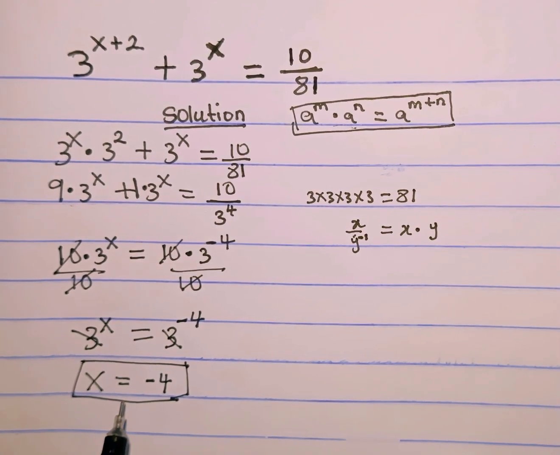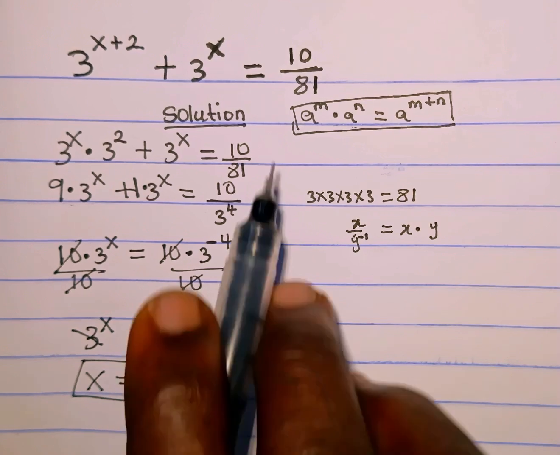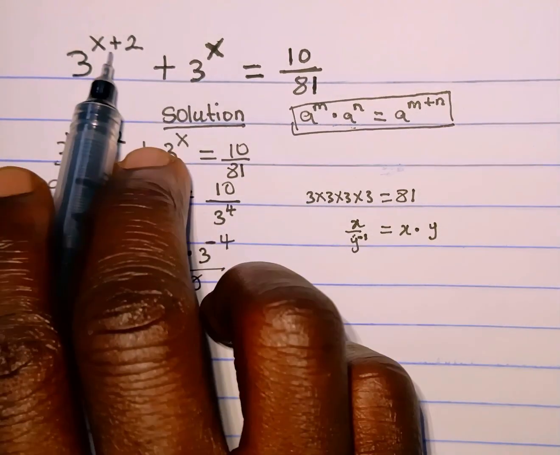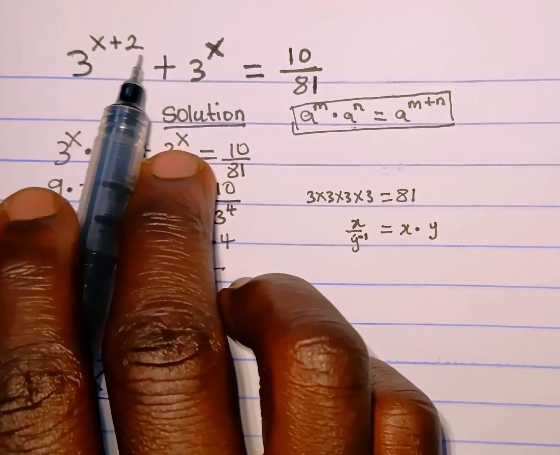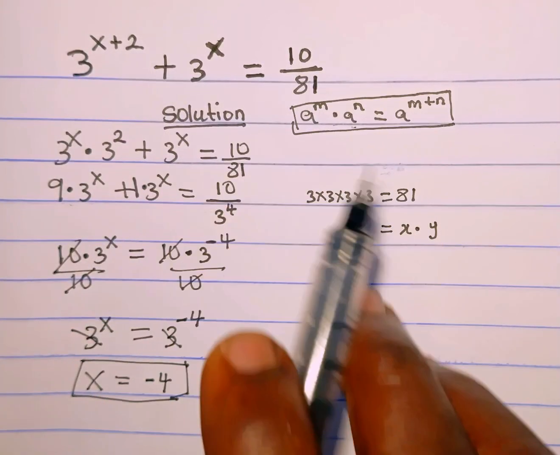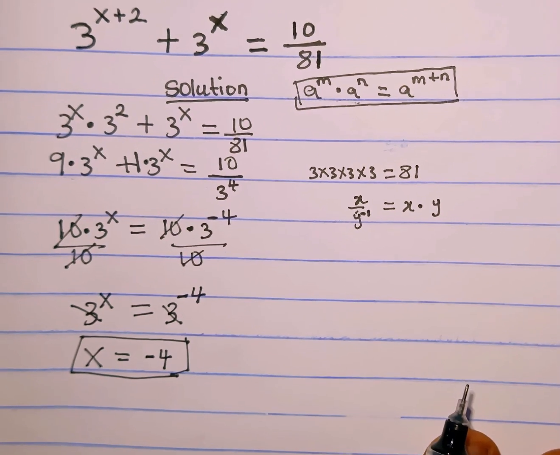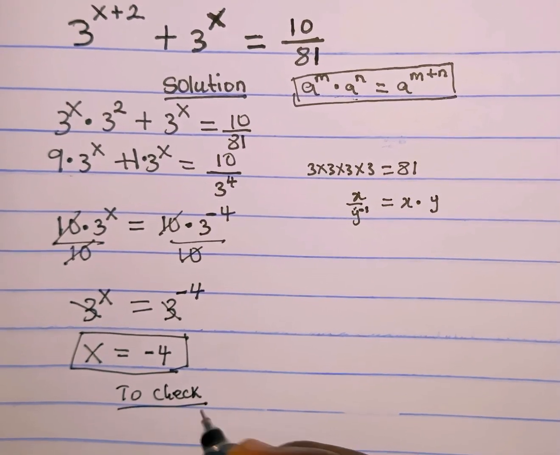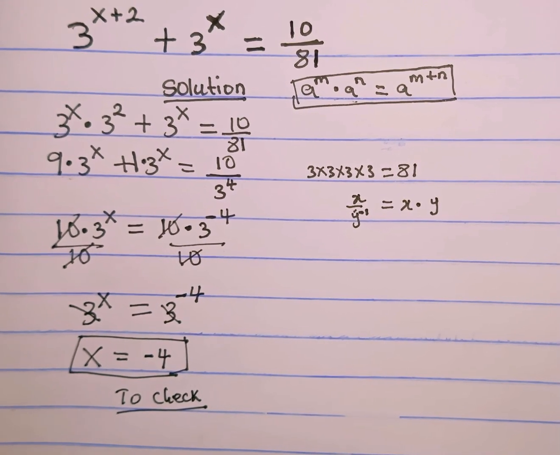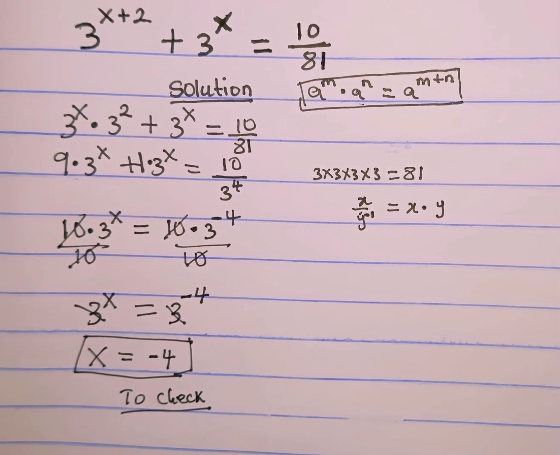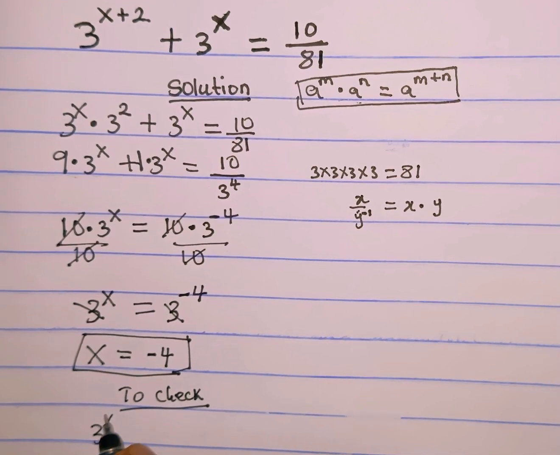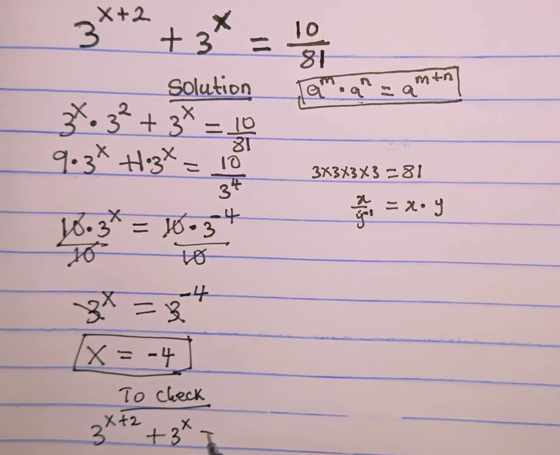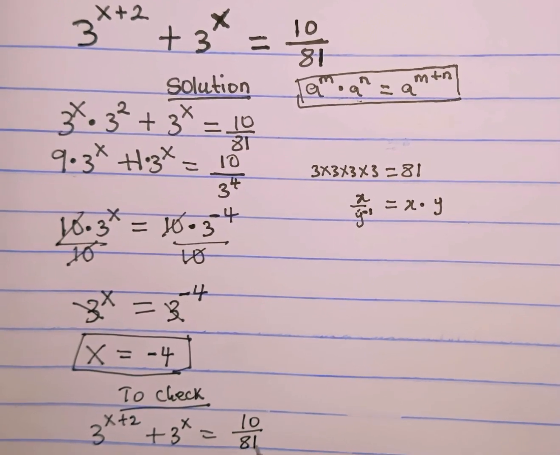Now, for us to confirm if truly -4 satisfies the equation, we're going to substitute x as -4 into the left hand side, so that we see if the left hand side is going to be the same as the right hand side. So let us check if x equal to -4 satisfies the equation. Let's recopy our original equation, which is 3 to the power of x plus 2, plus 3 to the power of x, which is equal to 10 over 81.